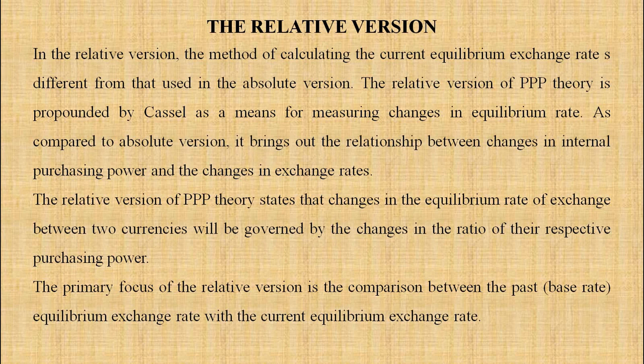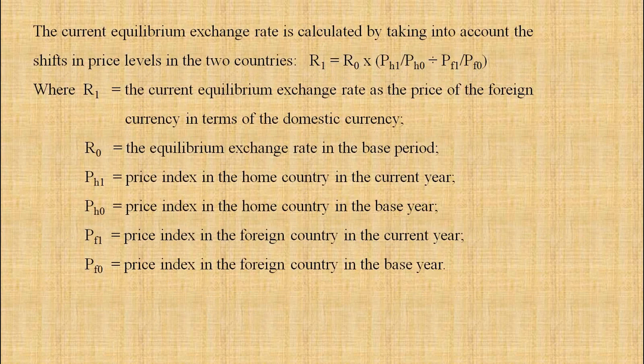The primary focus of the relative version is the comparison between the past, that is the base rate, equilibrium exchange rate, with the current equilibrium exchange rate. The current equilibrium exchange rate is calculated by taking into account the shifts in price level in two countries. The formula is R1 equals R0 into PH1 divided by PH0, divided by PF1 divided by PF0.